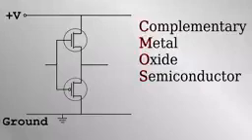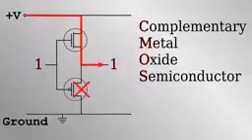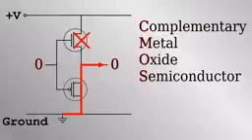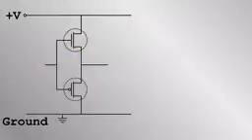Here is a simple example. If we apply a high voltage, or 1, to the input, the N-channel MOSFET opens a route between high voltage and the output. The P-channel closes the route to ground. If we apply a low voltage, or 0, at the input, the P-channel opens a path to ground. Okay, so this circuit seems pointless. We got the same thing at the output as we did at the input.